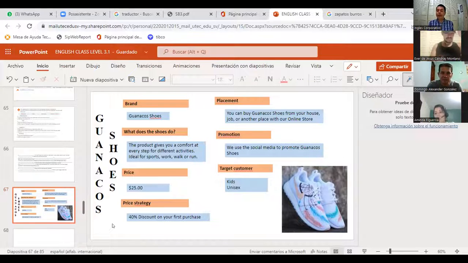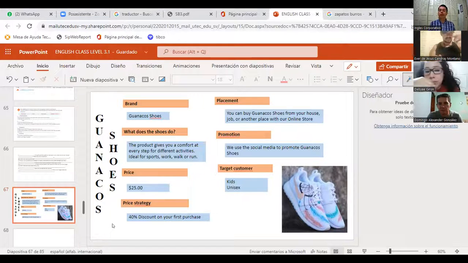Our price strategy is that our clients can have a 40% discount on their first purchase because we are beginning with our store. What about the placement? You can buy Guanaco shoes from your house, job, or another place with our online store. The promotion is through social media, so you can find us on Facebook, Twitter, Instagram, and TikTok.